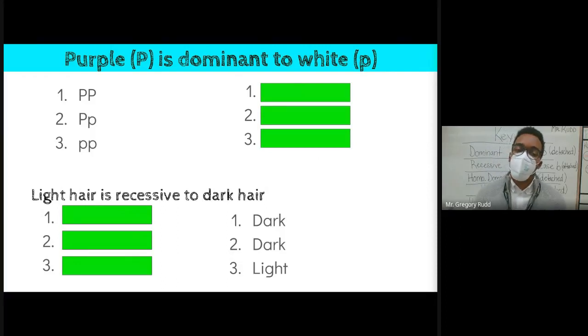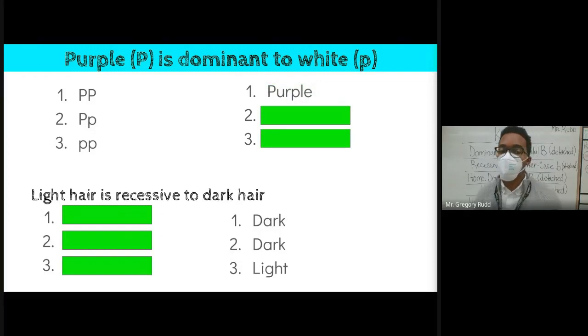Okay, so number one, I've got capital P, capital P. I want to know what trait that gives me. Does that give me purple or white? That gives me purple because what is this called? Two capital P's. That is homozygous dominant. So it gives me the dominant trait, which we just discussed is purple.